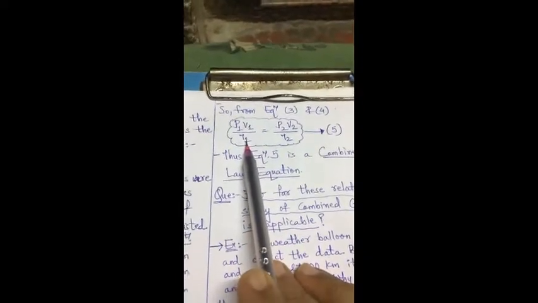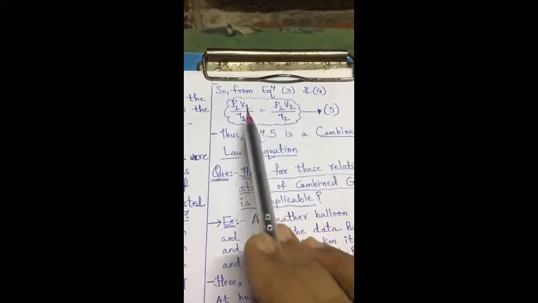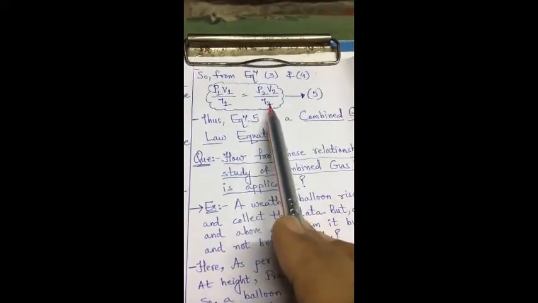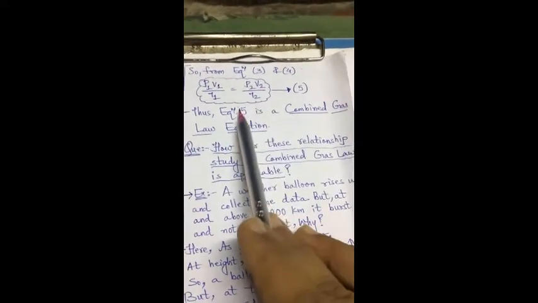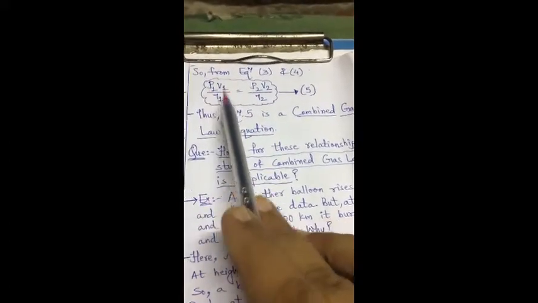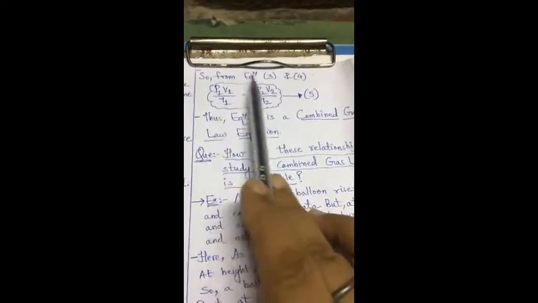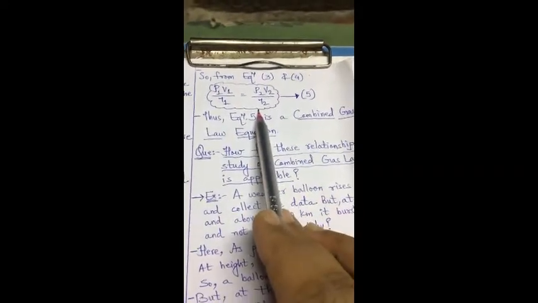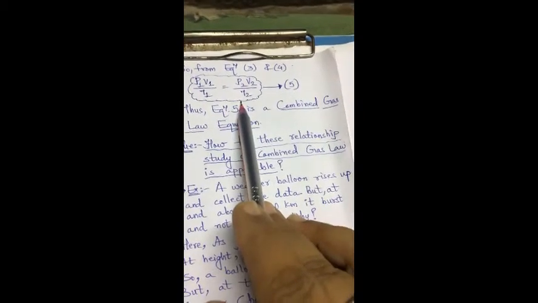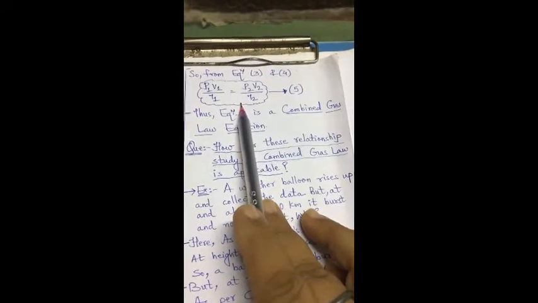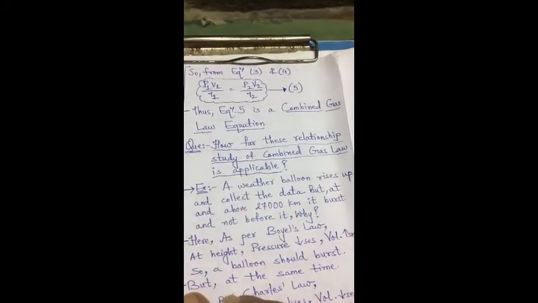So when we combine equations 3 and 4, we get P1 V1 by T1 is equal to P2 V2 by T2. And you can see pressure, volume, temperature, pressure, volume, temperature, all are combined from Boyle's, Charles' and Gay-Lussac's laws. So this equation 5 is considered the combined gas law equation.